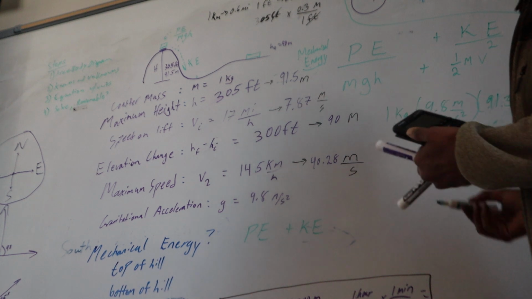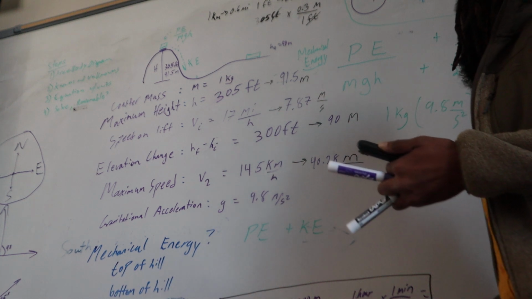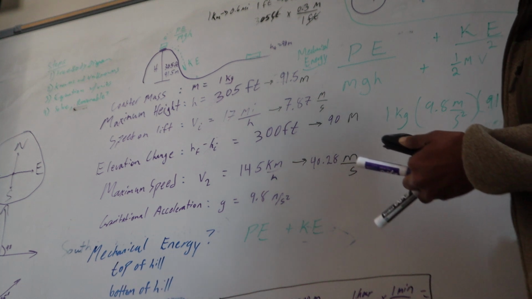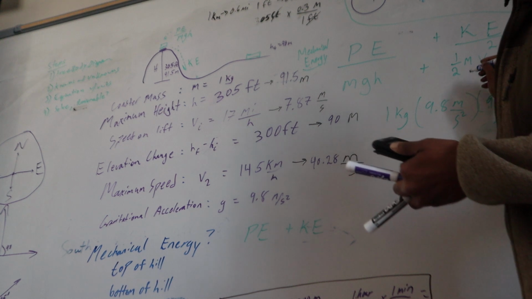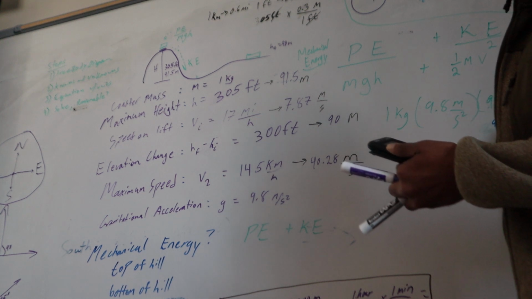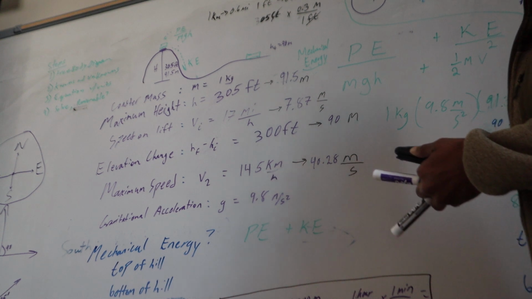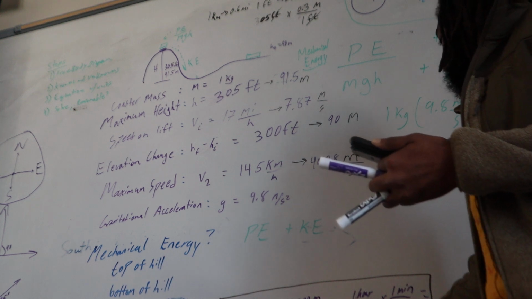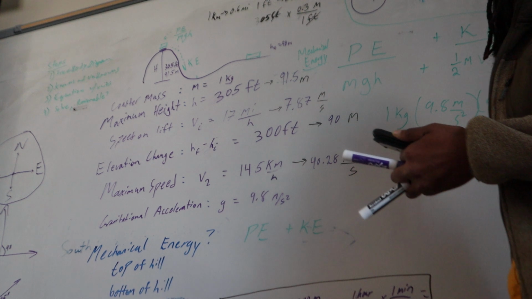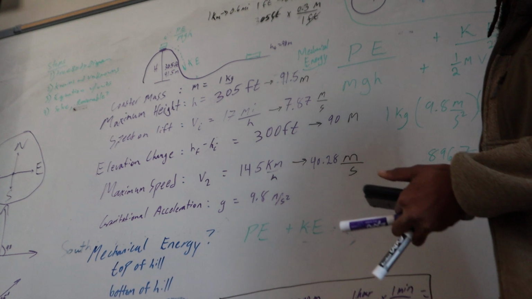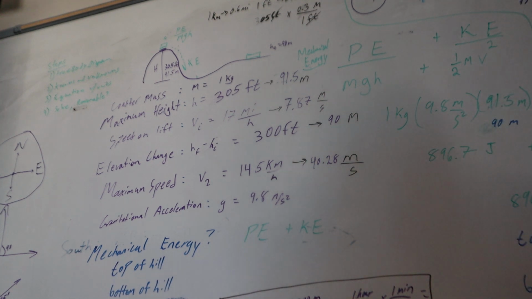Let me write it in a different color. And then we just need to change this. So this was the top of the hill method. Yeah, top. Bottom is 90. Bottom. And we can find the whole system. So 9.8 times 90.